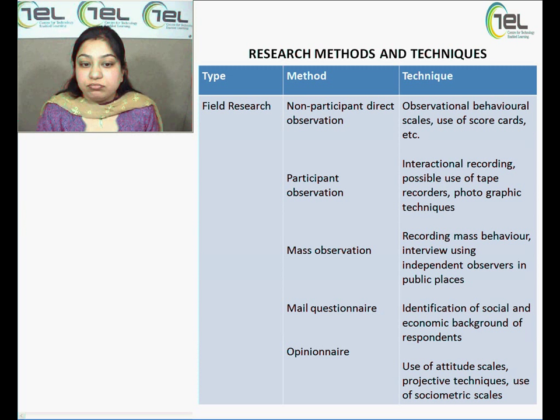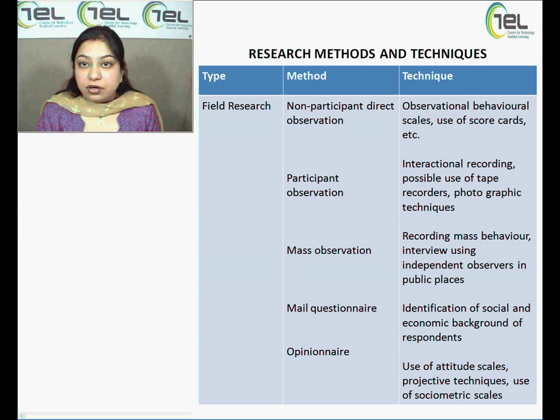Another type of research is the field study, where generally a researcher goes to the field and then conducts research. The method can be categorized into non-participant direct observation, that is, whenever you have direct observation of certain things. The technique applicable to these methods is observational behavior, scales, and uses of scorecards.